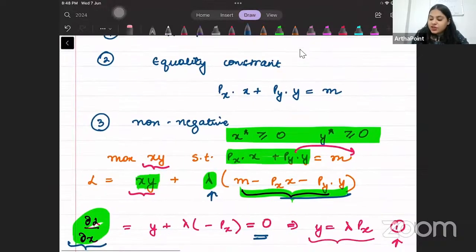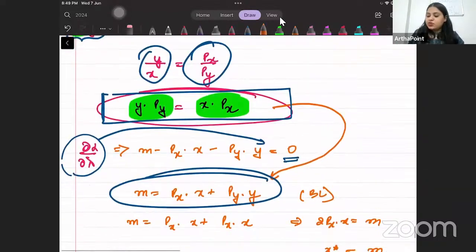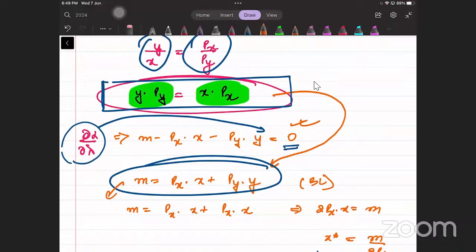Now, when I differentiate it with respect to lambda, everything other than lambda is a constant. So this entire thing is a constant. When I differentiated it with respect to lambda, I got this because this is what is attached to lambda, and I equated it to 0. So when I did that, I got back my budget line. Okay, ma'am. Is that clear now?